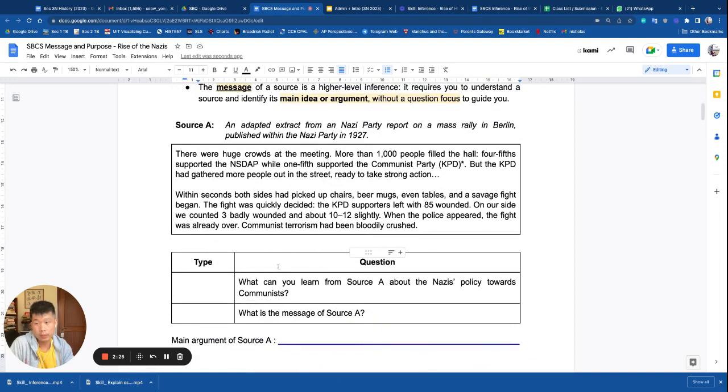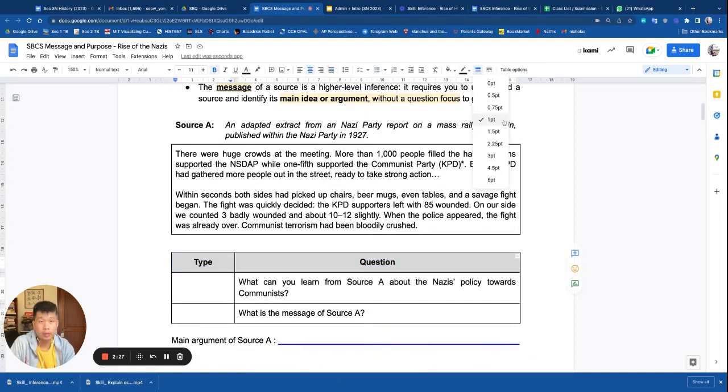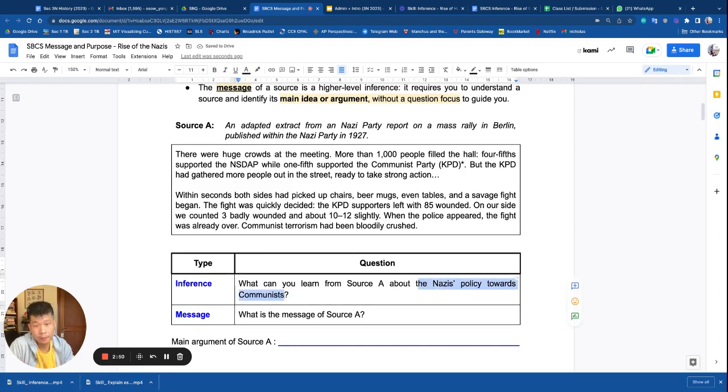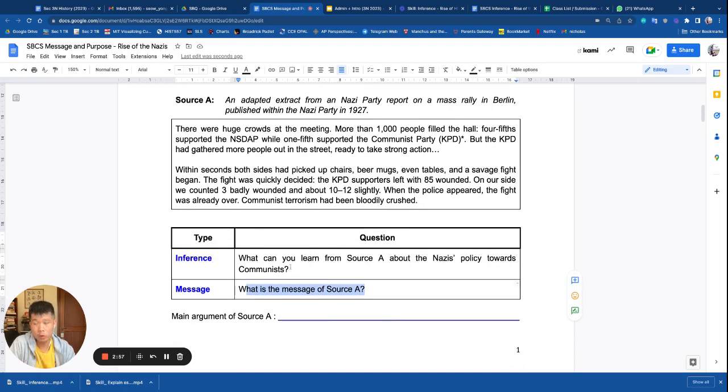So let's just look at these two question types, right? If I were to tell you that one type's an inference and the other is a message, which would you think is which? So you could take a look. One is what can you learn from source A about Nazis' policy towards communists. One is what is the message. Now, clearly this would be a message question, and this would be an inference question. And this is an inference because you can see a question focus here, but here there is no question focus. Right? Okay.